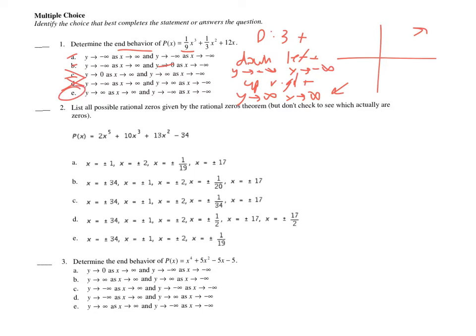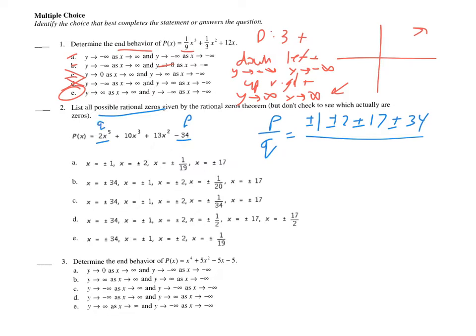All right, next up, number 2, we're looking for the possible rational zeros. And so for that, we do this process. The rational zeros theorem says P over Q, where P is all the factors of that last number, 34. So that would be 1, 2, let's see, it doesn't divide by 3, nor 4. I think that's pretty much it until 17 and 34. So that's it for that. And then Q is all the factors of the number out front, so it's going to be 1 and 2.